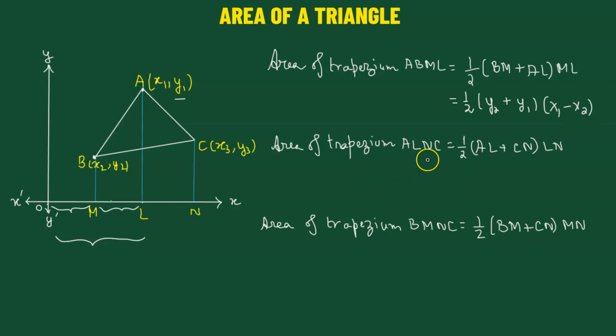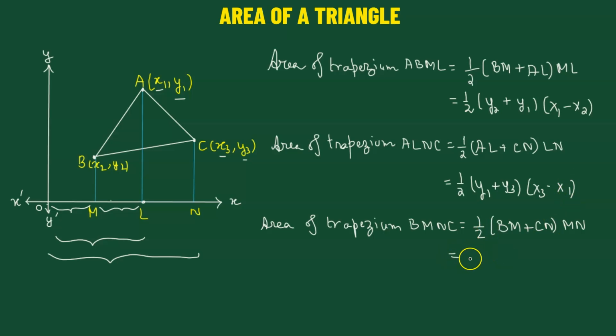Similarly, coming to the area of trapezium ALNC, we have half multiplied to AL. So what is AL? AL is the height of point A, which is the y coordinate. So we have y1 added to CN. So that's the height of point C, that's going to be the y coordinate, y3. Multiplied to LN. So LN will consider the distance of N from the origin, which is going to be the x coordinate, x3. And from it, we are going to subtract the distance of L from the origin, which is nothing but the x coordinate of point A. That means x3 minus x1.